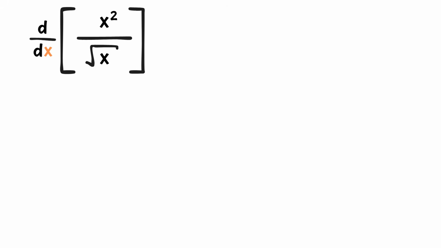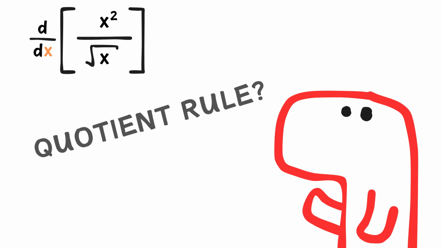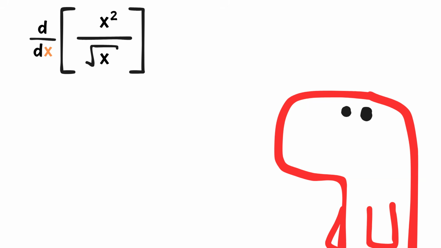Okay, now take a look at this example. What is the derivative of x squared over the square root of x? Now, seeing that we are dividing, it's pretty instinctive to think that we should just go about using the quotient rule, right? Well, sometimes, even when there's a quotient, we don't need to use the quotient rule.